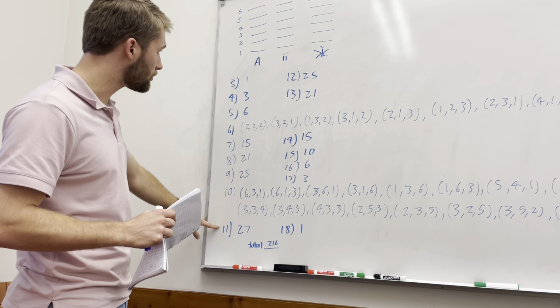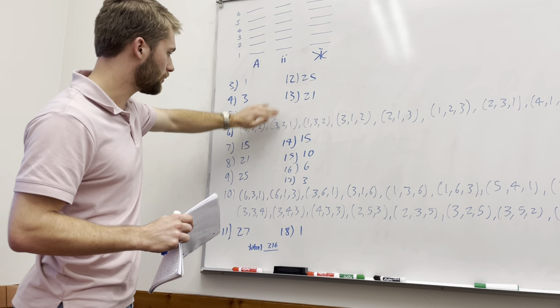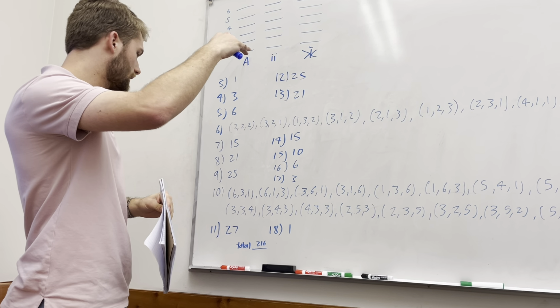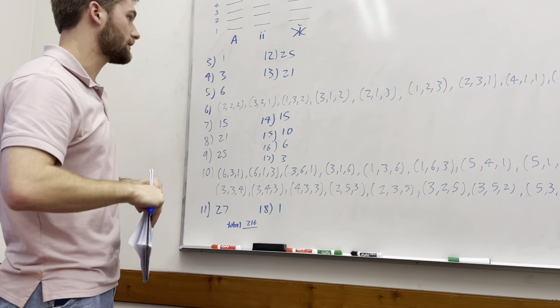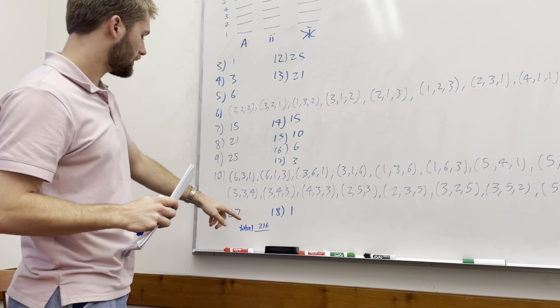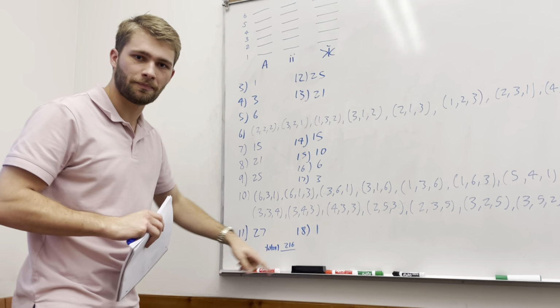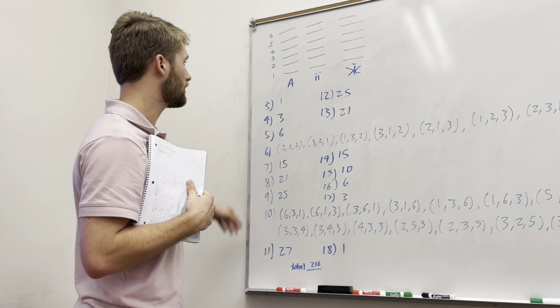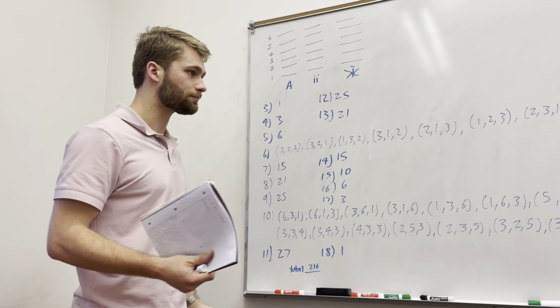So 11 will also be 27, 12 will be 25, 21, 15, and so on and so forth, right? It's just a mirror image going up to 10, and then forward from 11 is symmetrical. Summing all those up, it equals 216, further confirming that it is indeed symmetrical, and these are the microstates associated with all of the different configurations.